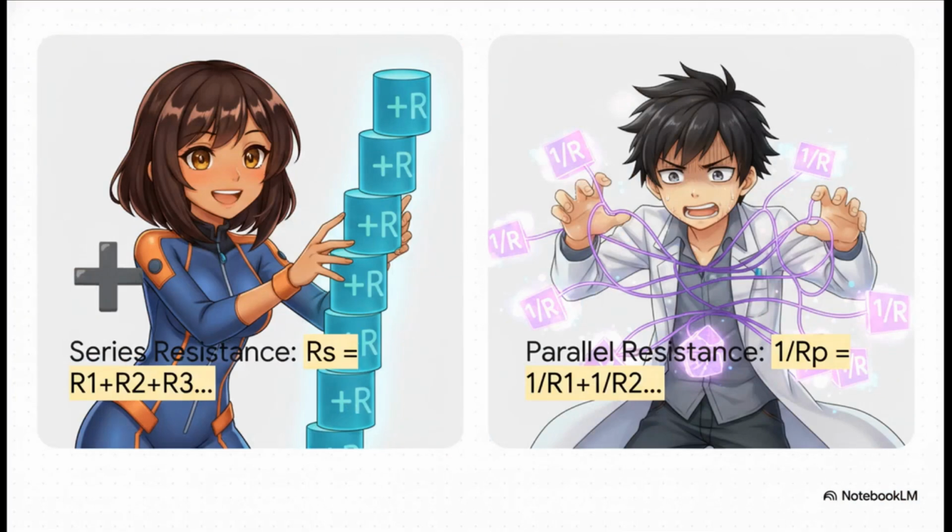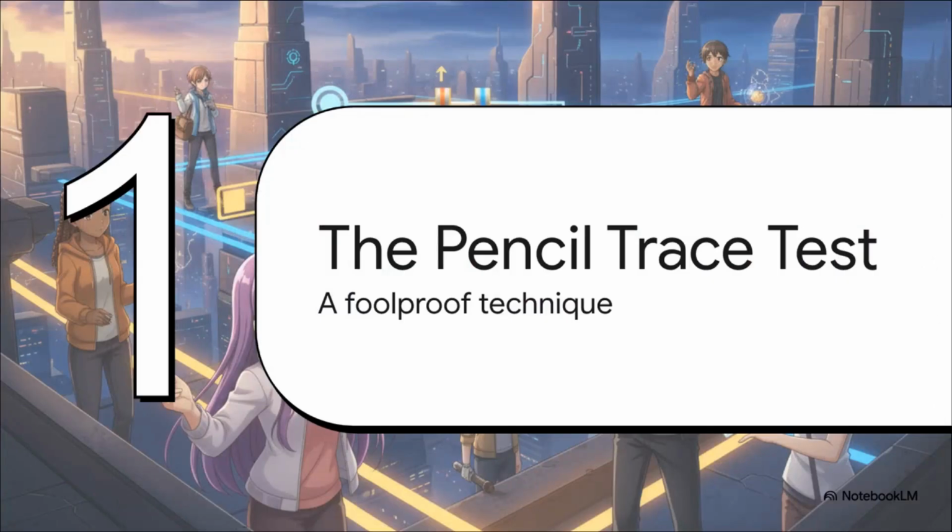So because the current and voltage behave differently, it totally makes sense that the way we calculate total resistance is entirely different too. For a series arrangement, finding the total resistance, which we call RS, is just a simple addition rule. You just take R1 plus R2 plus R3. Pretty easy, right? But for parallel resistance, we have to use this infamous reciprocal formula. 1/Rp = 1/R1 + 1/R2 + 1/R3. Unfortunately, a lot of students mistakenly try to use the easy addition rule for parallel branches, and well, that just immediately tanks their answer. Which naturally leads us to section 3, the pencil trace test.